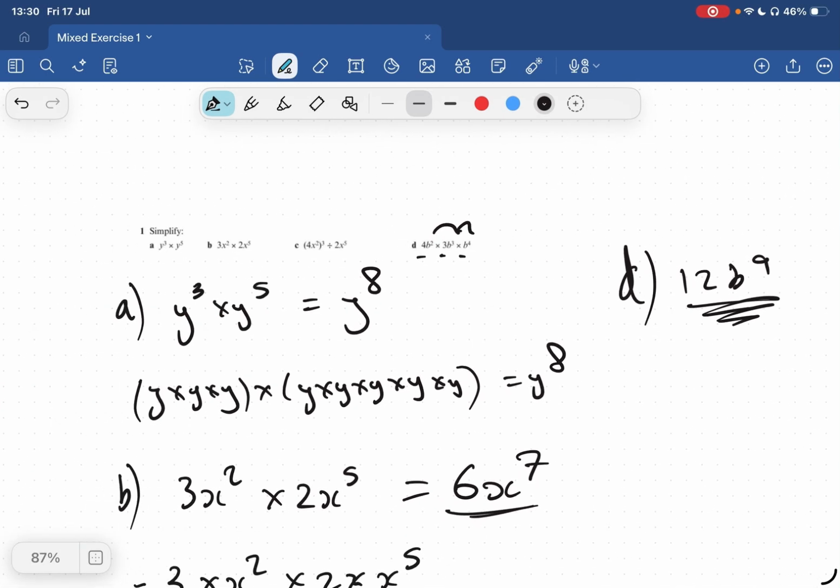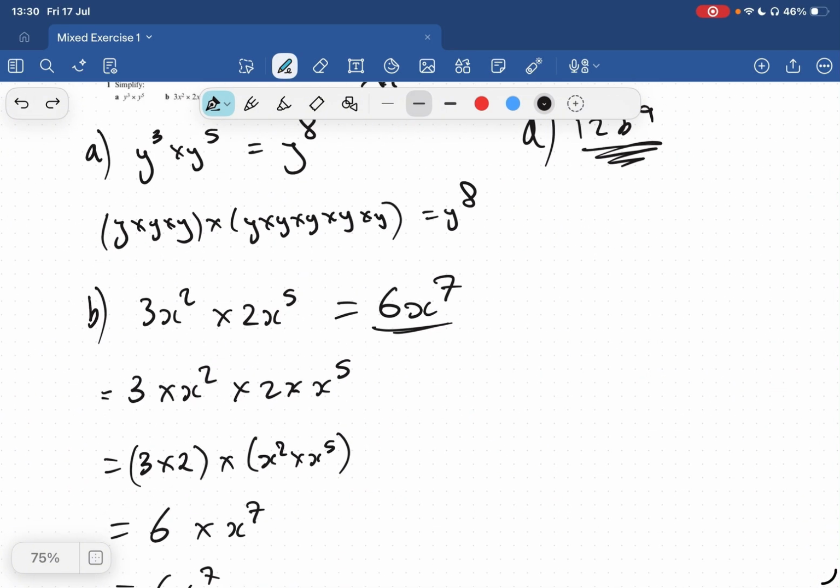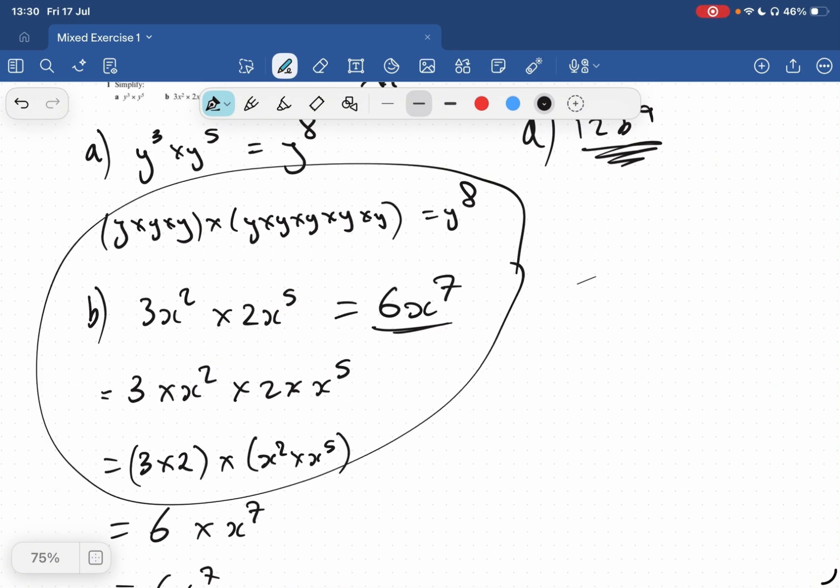You should be able to do these without any steps. That comes with practice. But this is the reasoning behind why everything is working.